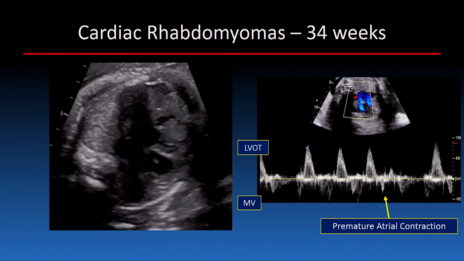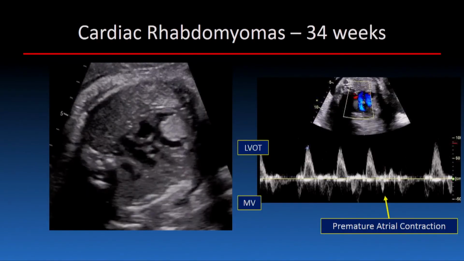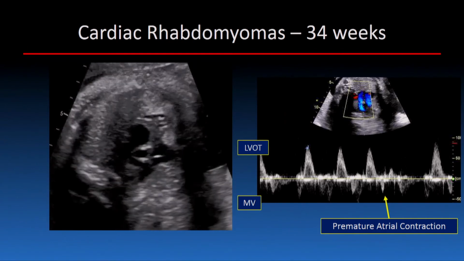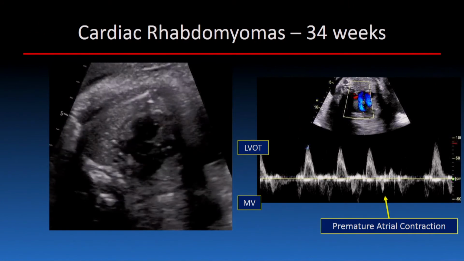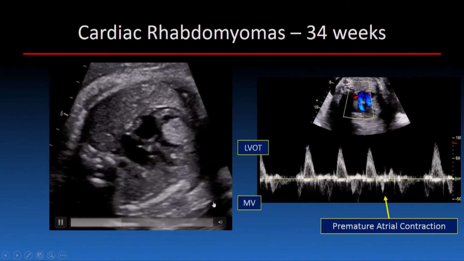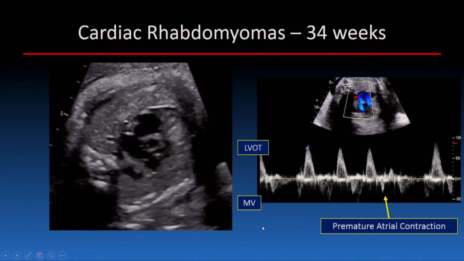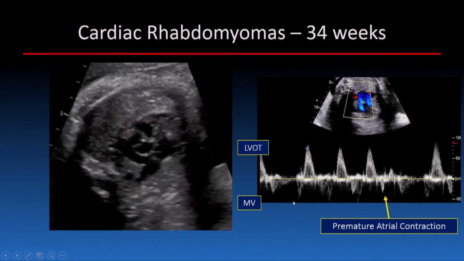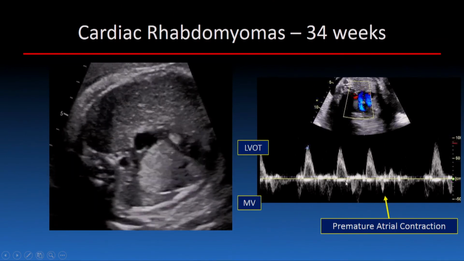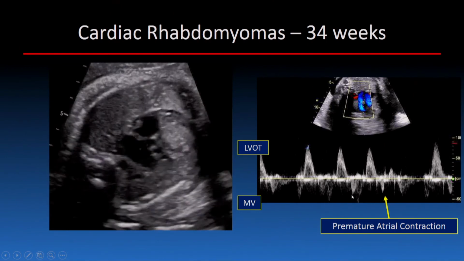So here's an example, again, not subtle, of a patient with cardiac rhabdomyomas. You can see the one in the right ventricle, and then this other one in the left AV groove right there as we sweep through. At this point in time, by spectral Doppler assessment, all we really had were premature atrial contractions, as shown right here.